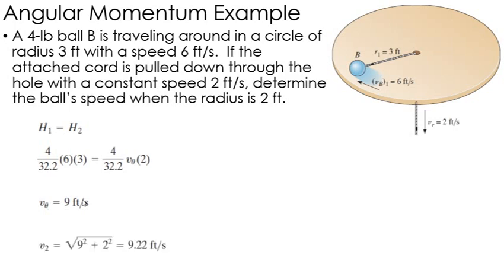Combining that with my radial velocity of 2 feet per second, I can get a total velocity of 9.22 feet per second. So again, recognizing I have a central force, the only force is the tension, which goes through the center, so the angular momentum about the center is conserved. I can use that to find the transverse velocity, then combine it with the radial velocity of 2 feet per second from being pulled through, and find the total velocity using the Pythagorean theorem.